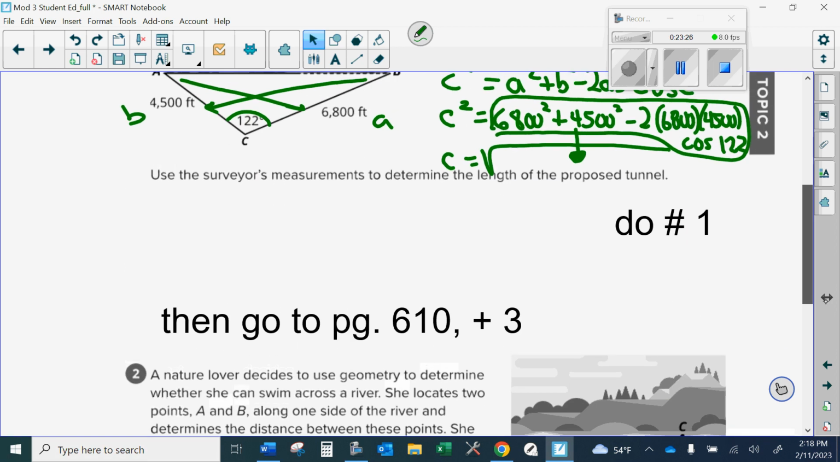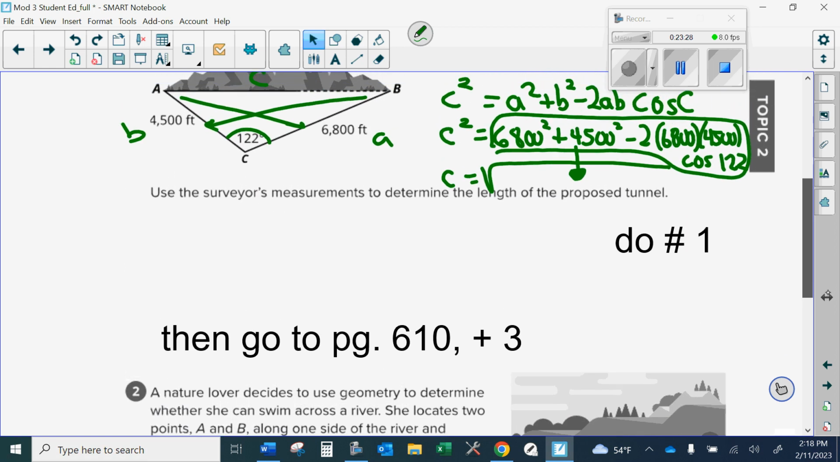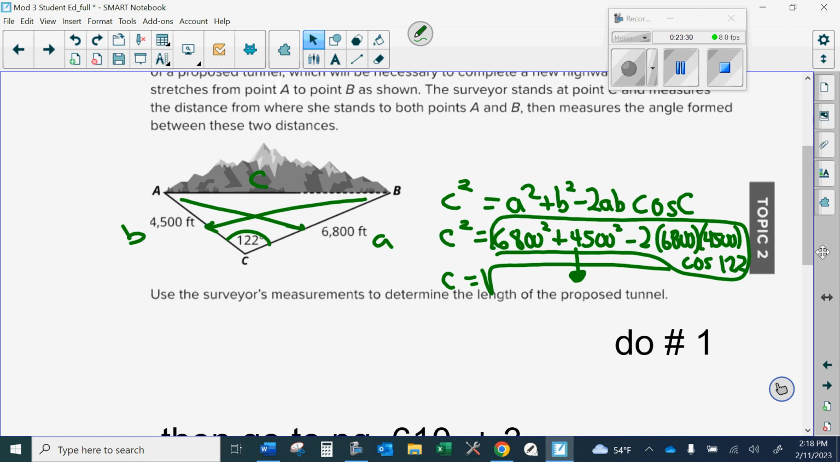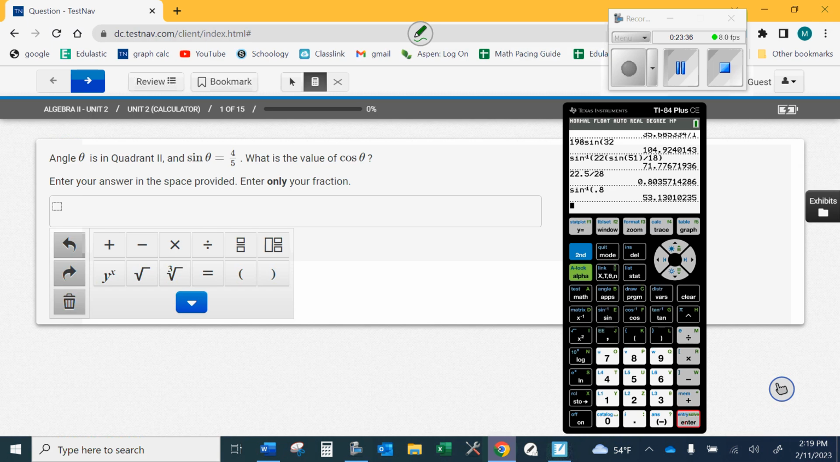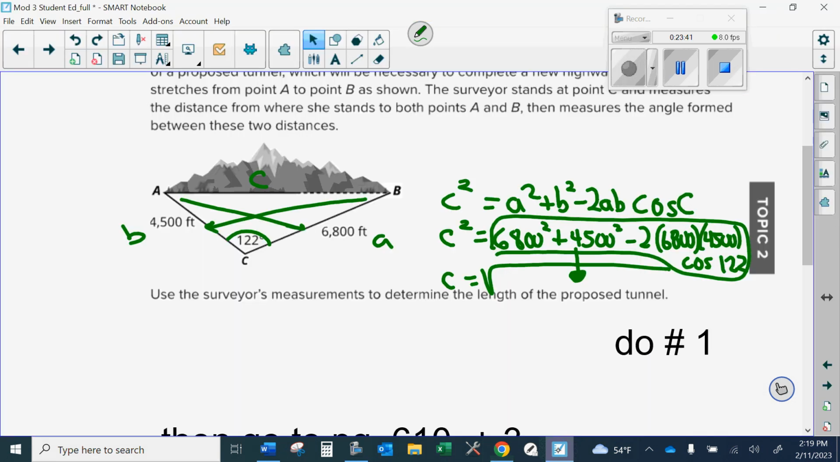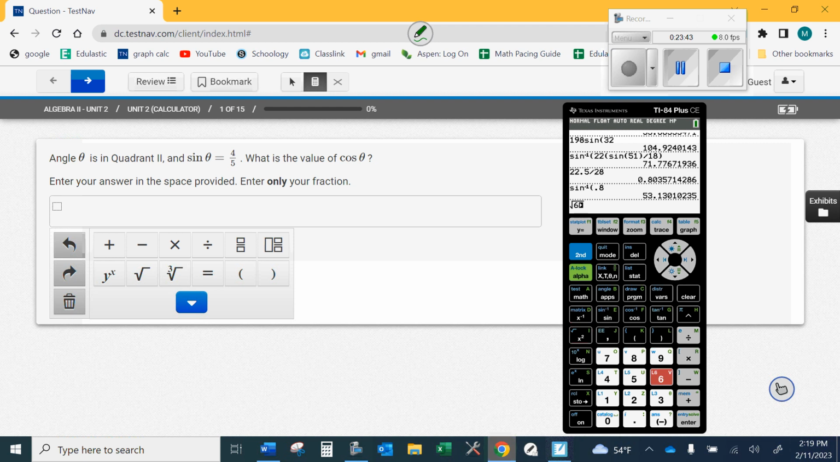Okay, and after this, we're going to go to 610, which is 3 pages ahead, and do another thing here. So this is the one example, because again, length of time here. So square root. We have 6,800 plus 4,500.